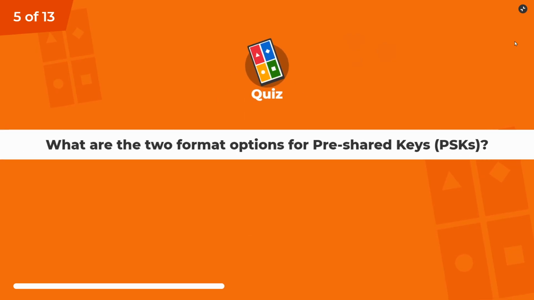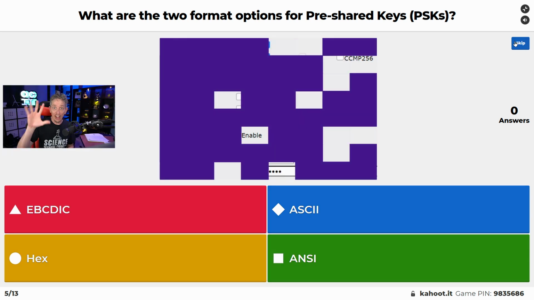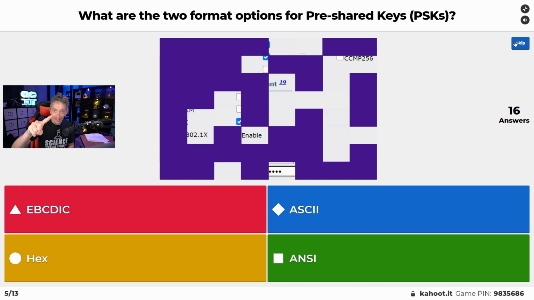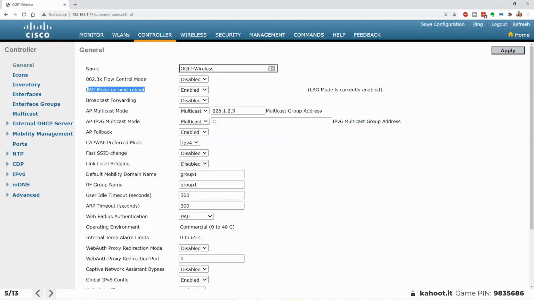Question 5 is double points. What are the 2 format options for pre-shared keys? I'm looking for exactly 2 answers here. All right. It is ASCII and hex. And is that true? Is it really ASCII and hex?